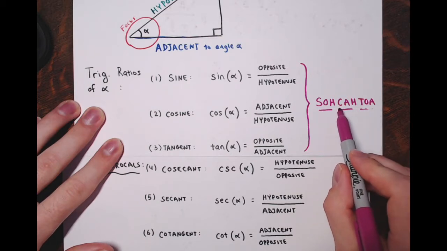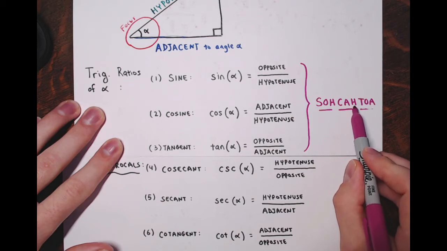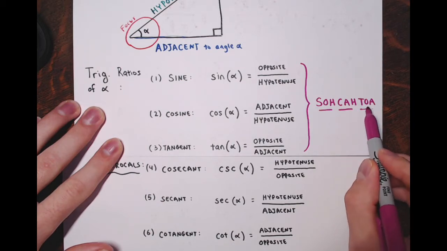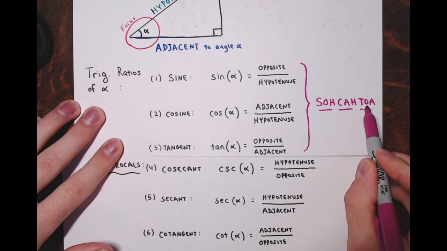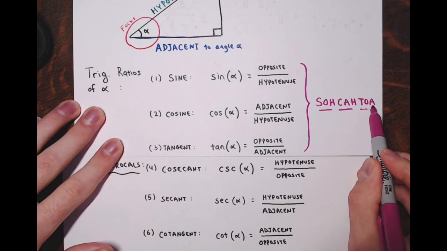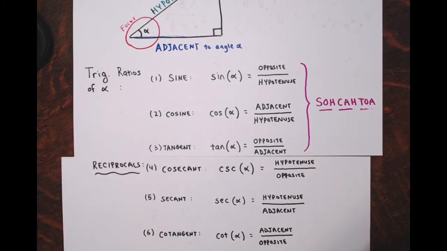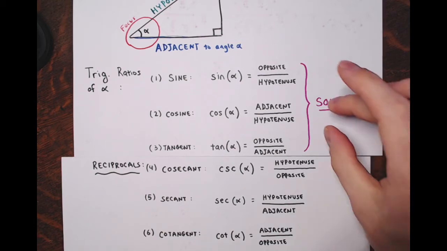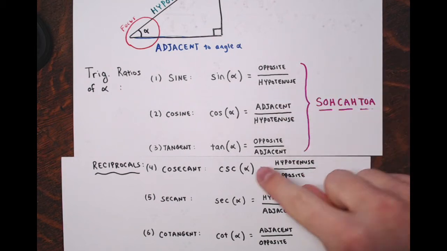So CAH, the cosine of an acute angle in a right triangle. The cosine is the adjacent side divided by the hypotenuse. And then TOA, right? The tangent of an angle in a right triangle is the opposite length divided by the adjacent length. So you might have seen this before. Okay, and again, if you can remember these three, just flip them over and you'll know these three.